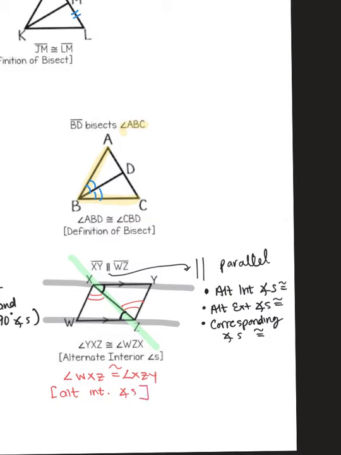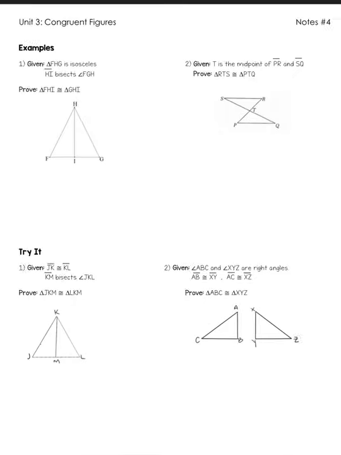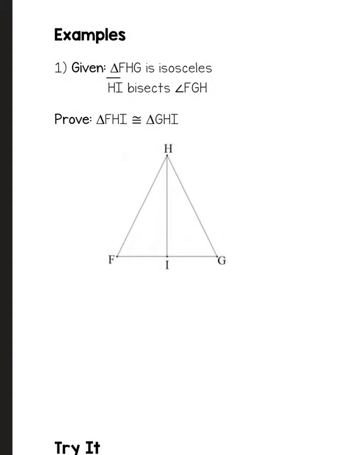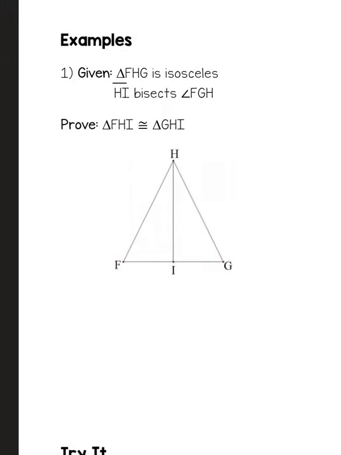So we're going to try two problems together where we are given some information that we are going to interpret and document on our triangles and see if we can prove and determine which congruence postulate or theorem will prove those triangles are congruent. So our first given says triangle FHG is isosceles. That tells me I have a pair of congruent sides.